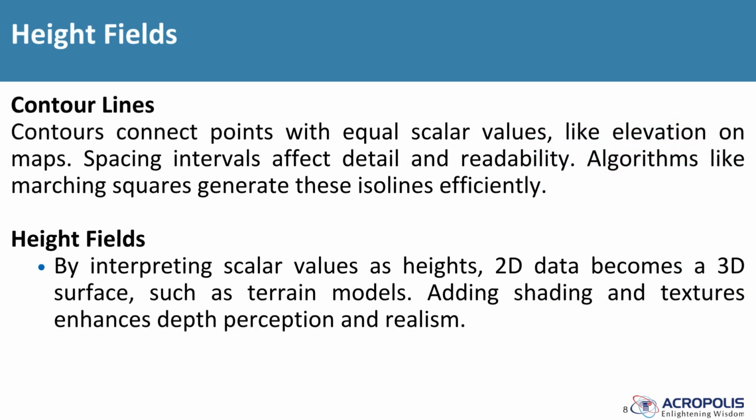Two more techniques in 2D visualization are contour lines and height fields. Contour lines connect points of equal scalar value, like elevation lines on a map. Algorithms such as marching squares are used to generate these efficiently. Height fields represent scalar values as height, turning a 2D plot into a 3D surface, like a terrain model. Adding shading and textures can enhance depth and realism. These methods make complex data easier to interpret visually.